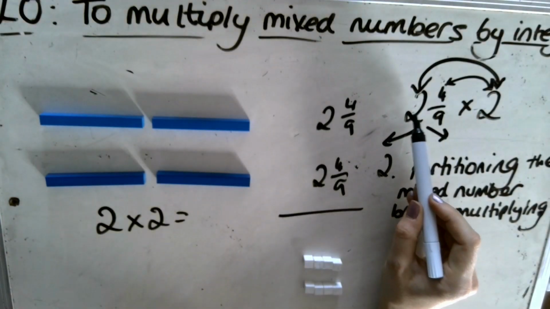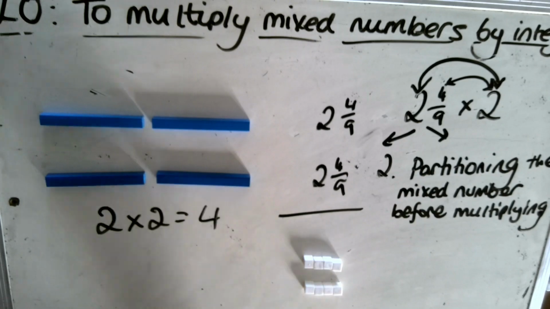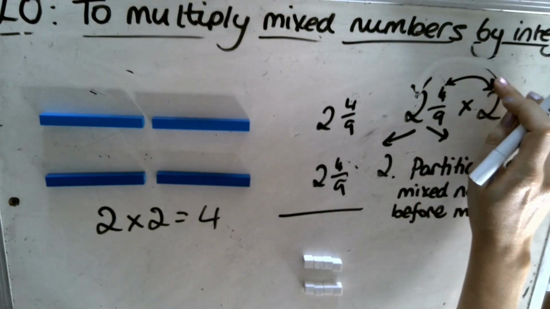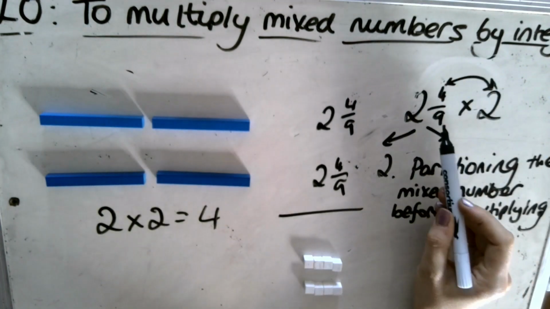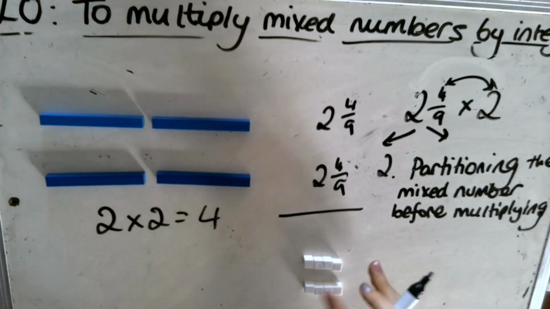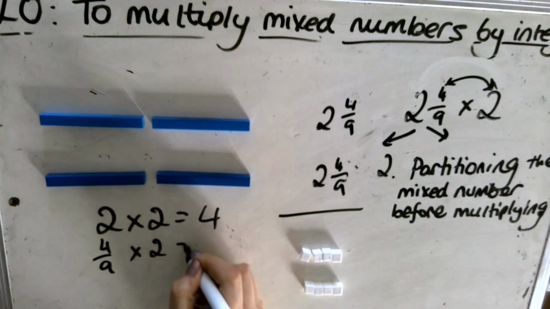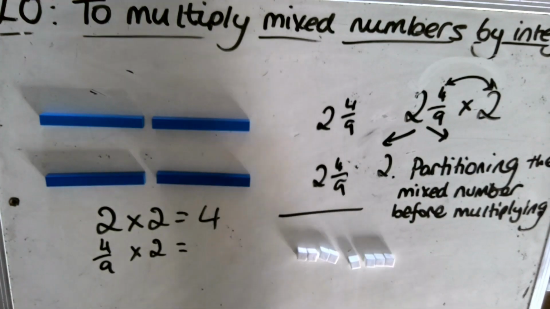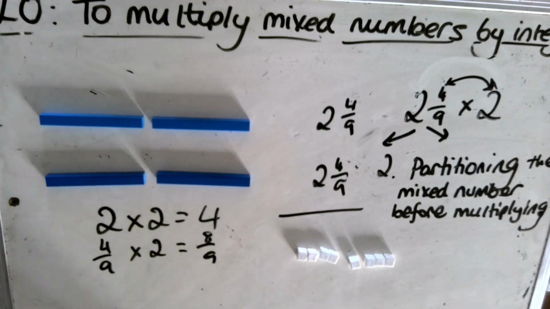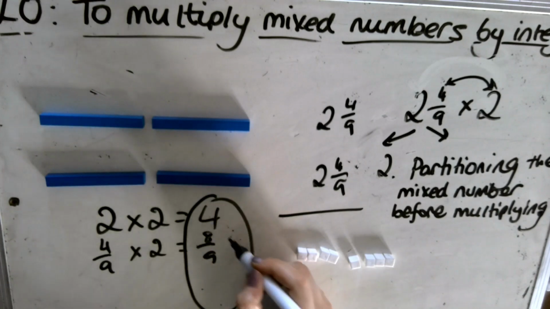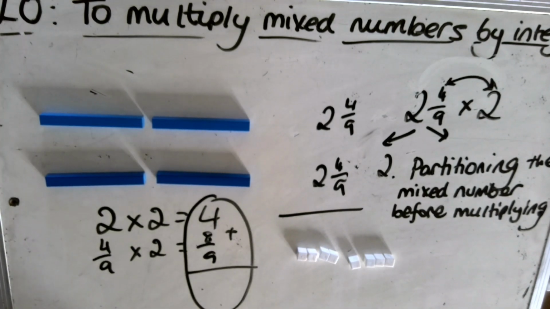I'm going to multiply my whole numbers together, which is 4. I'm now going to multiply my fraction by 2. So I have 4/9 2 times. That gives me 8/9. And then you add up your two answers. And what is 4 and 8/9? 4 and 8/9.